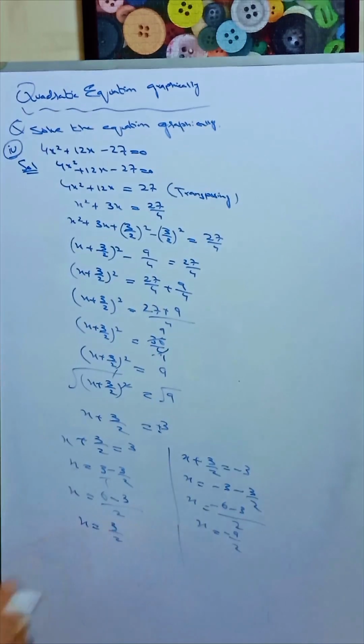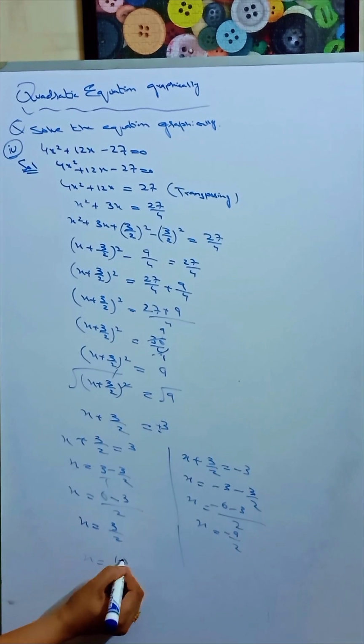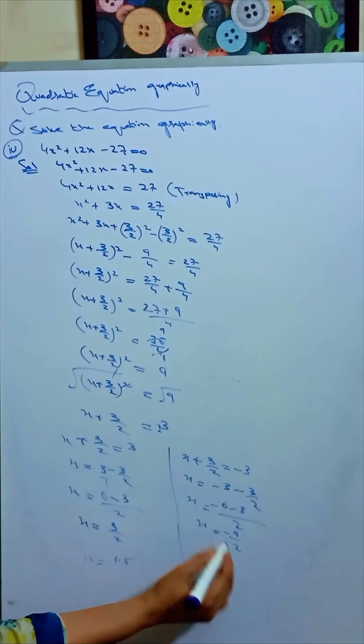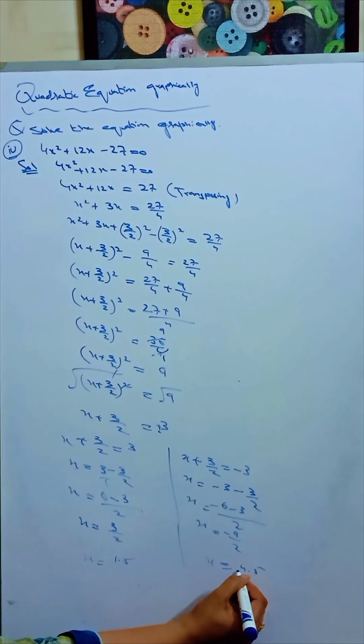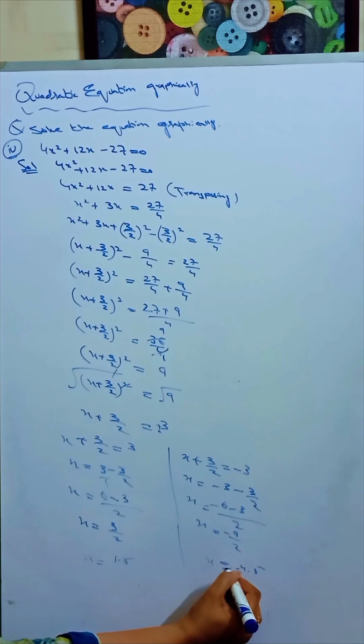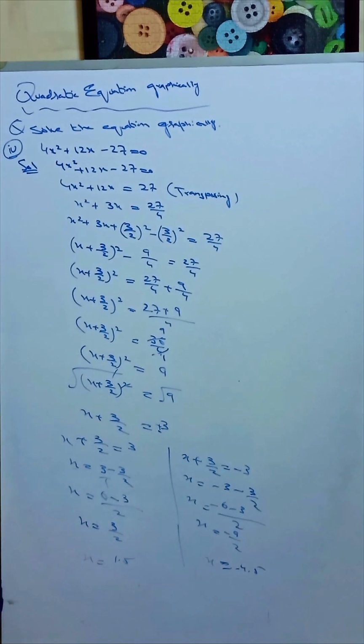Now we can solve it further. x equals 3 by 2 means x equals 1.5. Just divide it. And x equals minus 9 by 2, so minus 4.5. Now you can see we have two values: 3 by 2, that is 1.5, and minus 4.5.